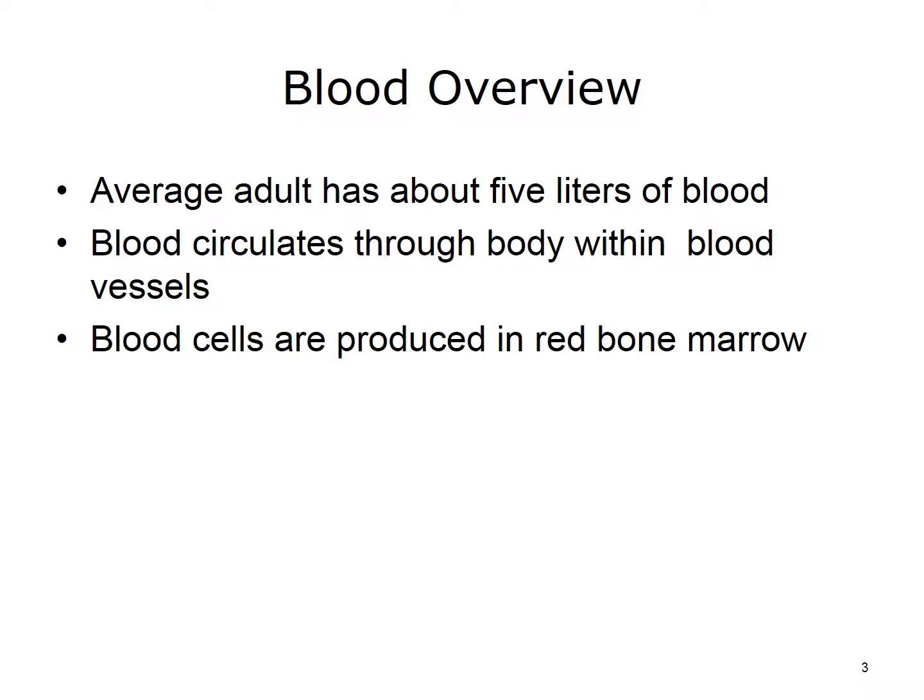Let's begin by taking a look at our blood and how it is produced. The average adult has about 5 liters of blood that circulates throughout the body within the blood vessels. Blood cells are produced in red bone marrow. In addition to blood cells and blood cell fragments, our blood also contains water and other substances such as proteins and platelets.